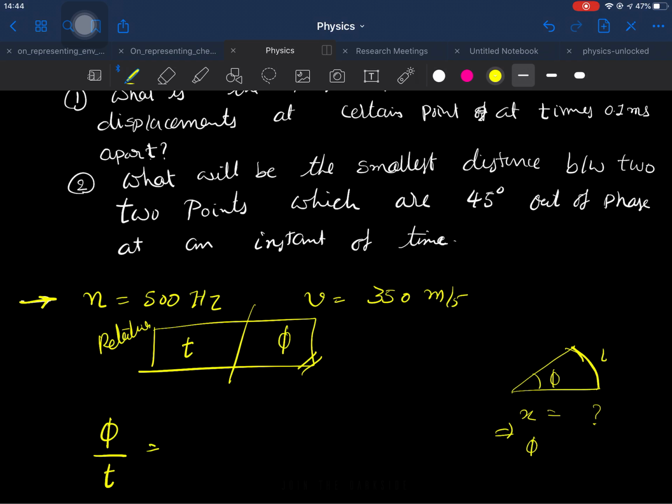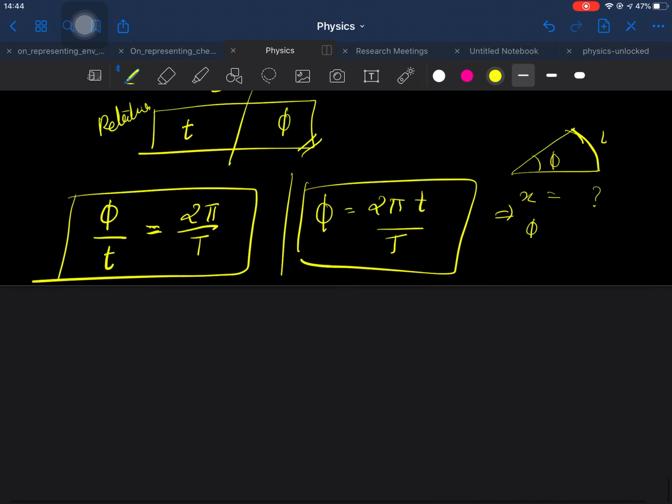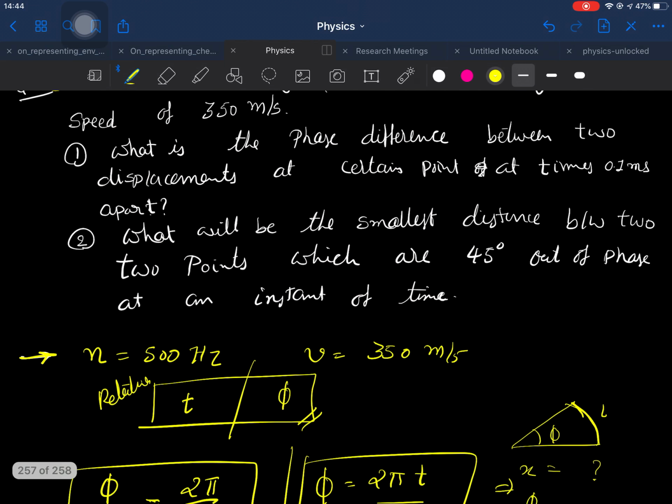So when you complete this phi equal to 2 pi, you actually complete one time period. It's just a proportionality thing, so you can derive it instead of remembering these things. So phase difference is nothing but 2 pi by capital T times some time t. Now I think all the information is given. The question is what is the phase difference between two displacements at a certain point, at times 0.1 millisecond apart.